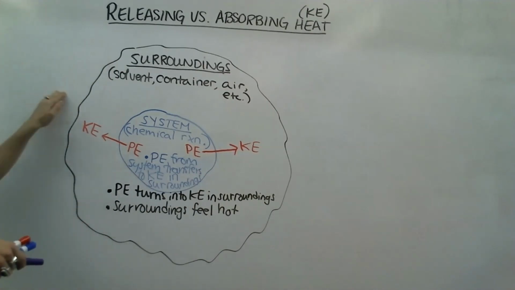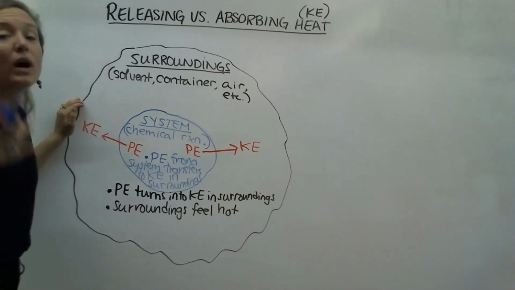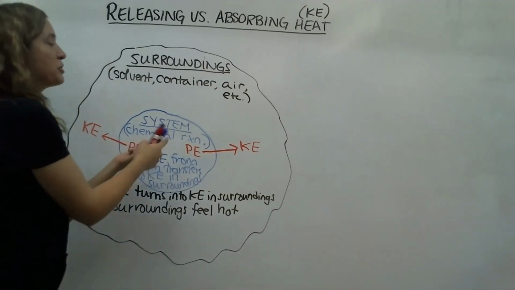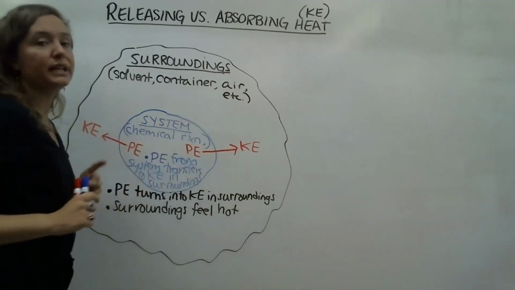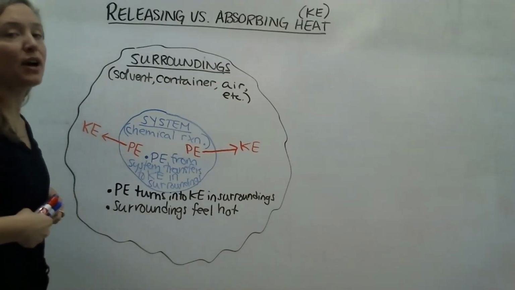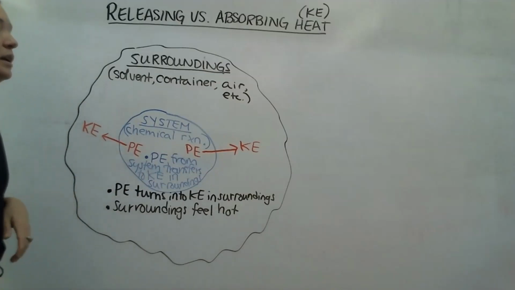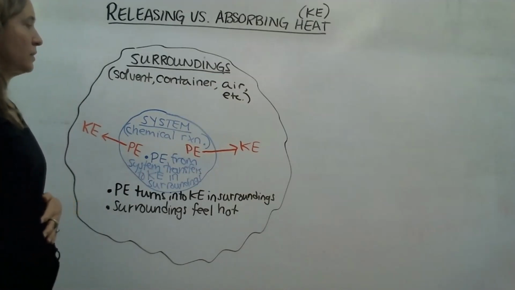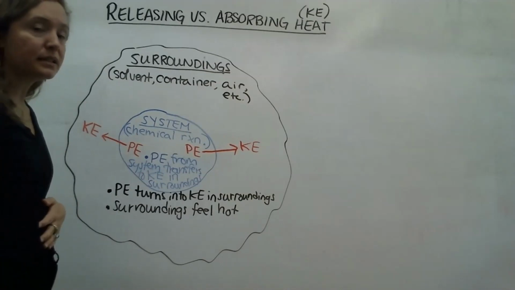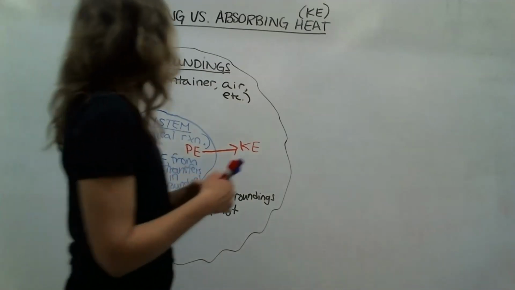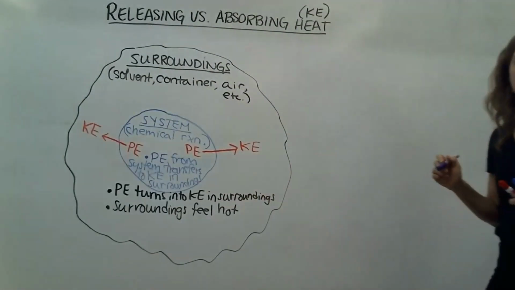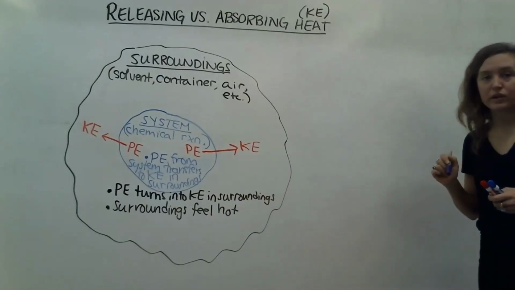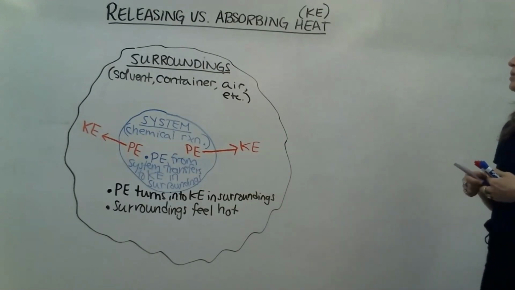Okay, this is just an example of what can happen during a chemical reaction. Sometimes potential energy gets transferred to kinetic energy, which leaves the system into the surroundings, and the surroundings feel hot. There is another instance where the reverse can happen. This is one option for the energy transfer in a chemical reaction.